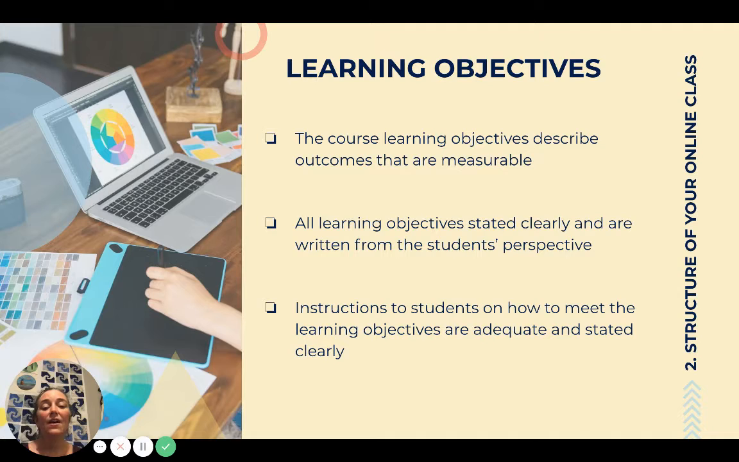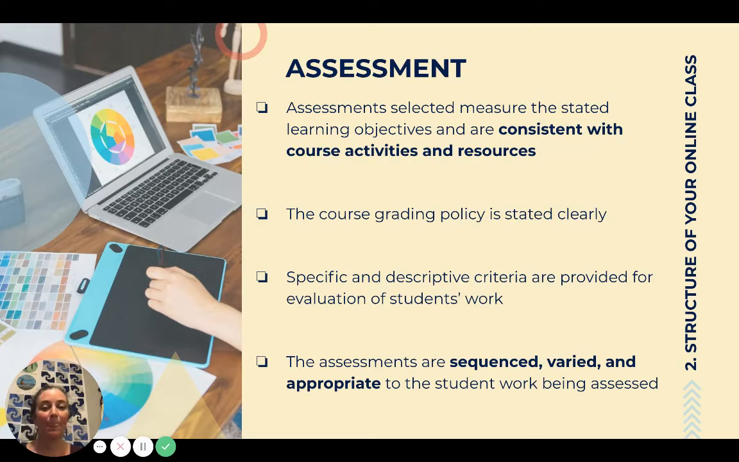Make sure that they are measurable. Make sure that these objectives are stated clearly and are written from a student perspective. Make sure that instructions to students on how to meet those learning objectives are adequate and stated clearly. If you keep noticing, they keep stating clearly, clearly, clearly. Assessment, making sure that assessments selected measure the stated learning objectives and are consistent with course activities and resources. No curveballs in online learning, in other words.